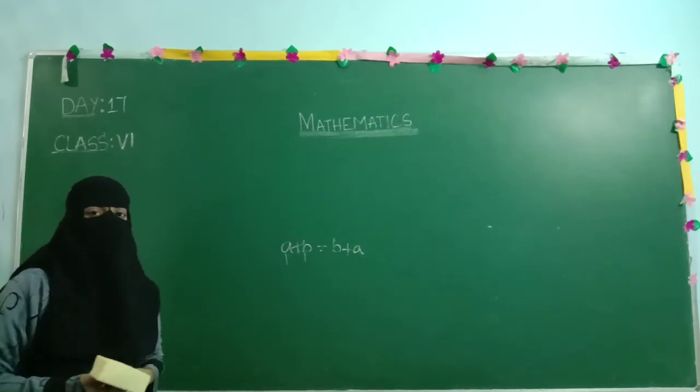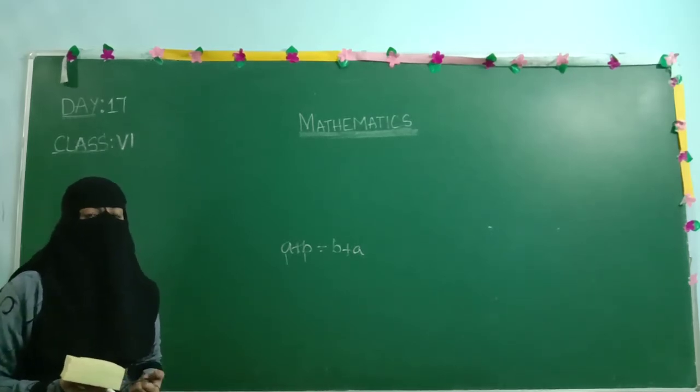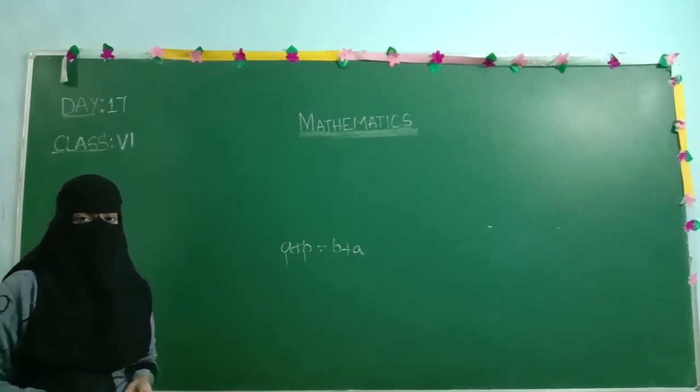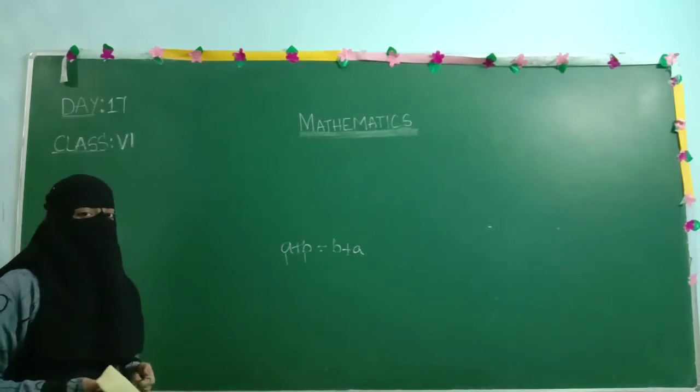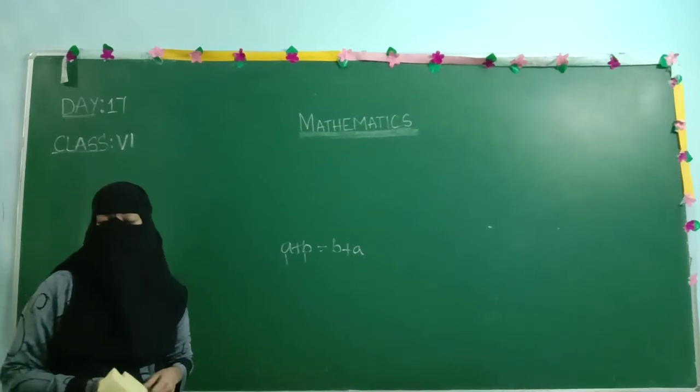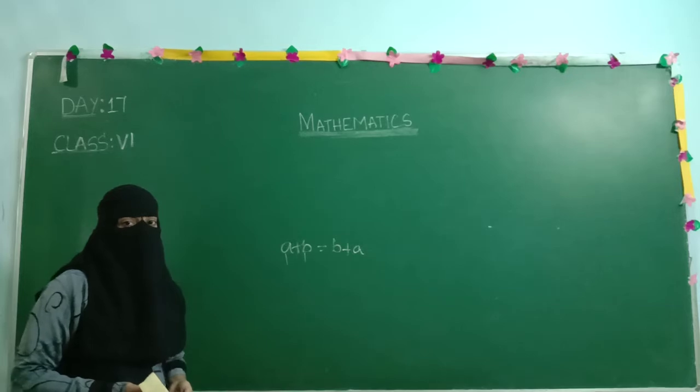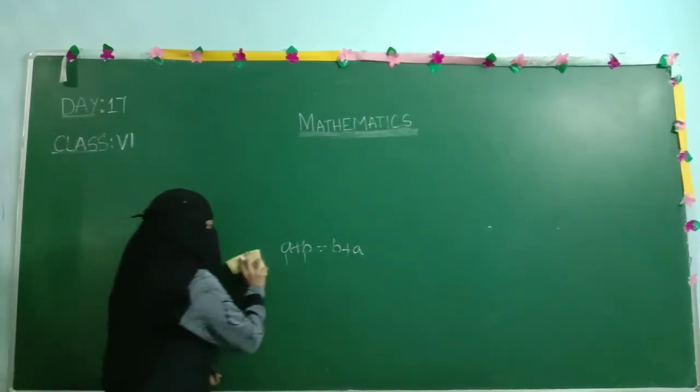If LHS and RHS both are equal, then we have to say that the whole numbers are associative under whatever operation we are performing. If they are not equal, then we have to say that whole numbers are not associative. Okay, so let's begin with the class.